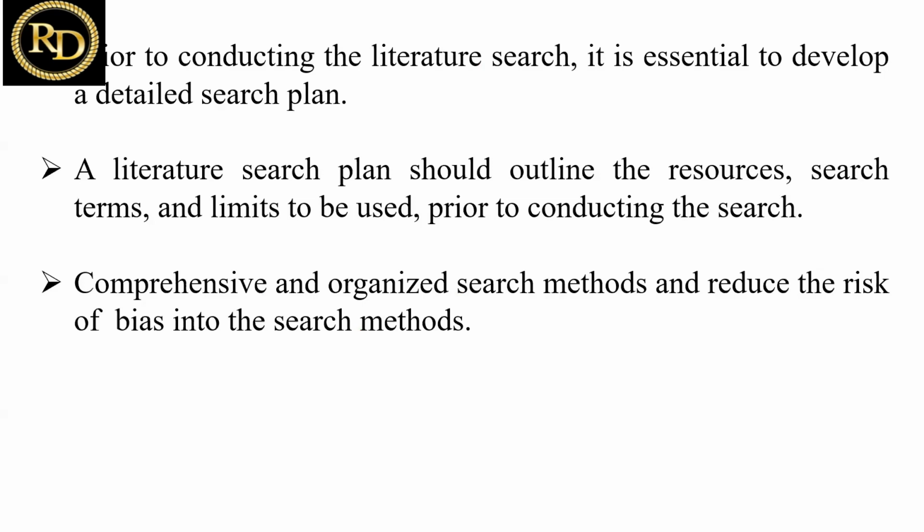So comprehensive and organized search methods reduce the risk of bias in the search method. Why do we need to do all this? Why do we need to follow all this process? Because we need to reduce the risk of bias for our research method. That is called publication bias. We need to reduce the publication bias for our search. So we have to follow all these steps.